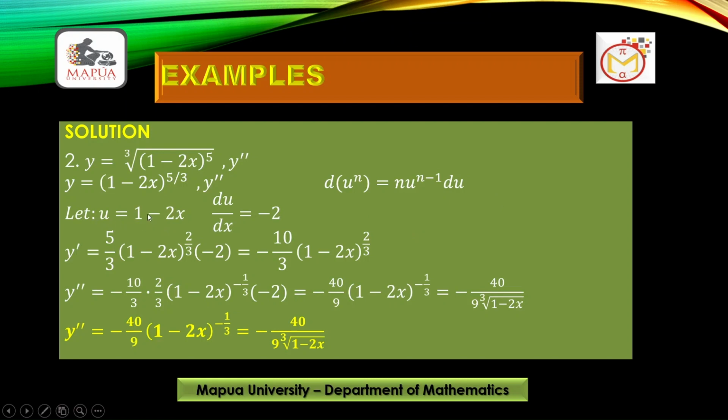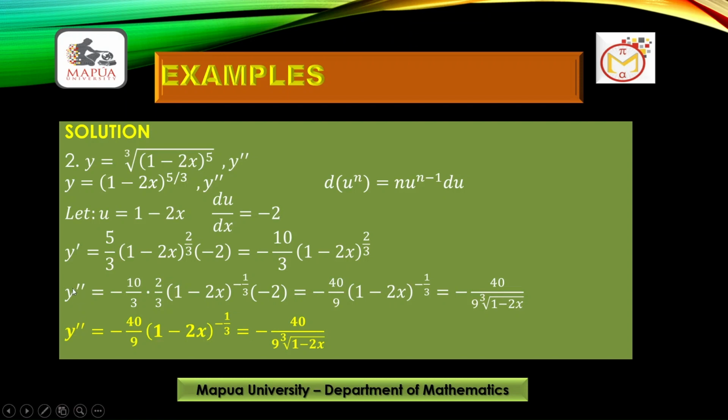So our u here is the quantity 1 minus 2x. Then the derivative of this is negative 2. Therefore, as the first derivative y prime, by power rule, bring down the 5 over 3 exponent and then the quantity raised to 5 over 3 minus 1 is 2/3, multiplied by the du as negative 2. So we can simplify the first order derivative y prime as negative 10 over 3 because we have to multiply the negative 2 by 5. And then the quantity 1 minus 2x raised to 2/3.